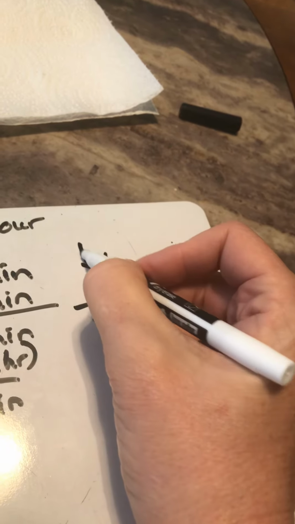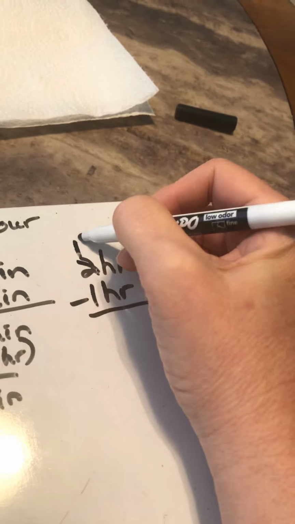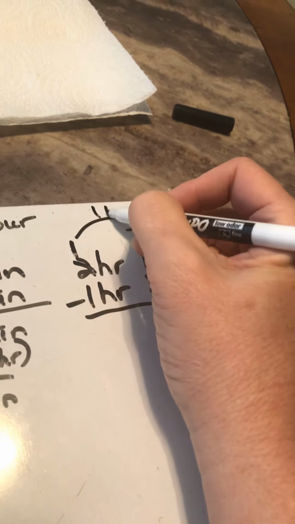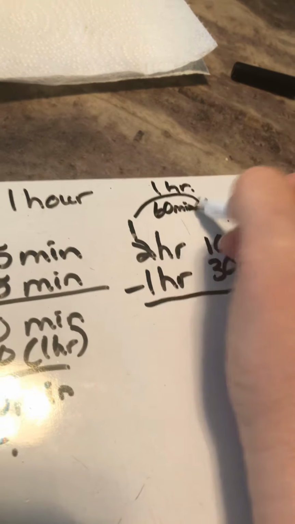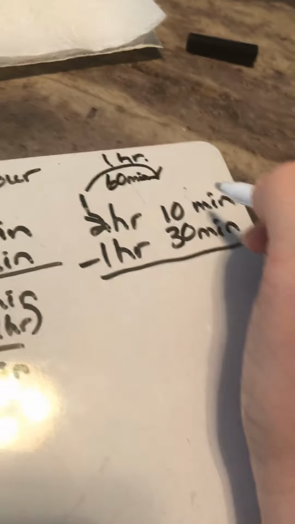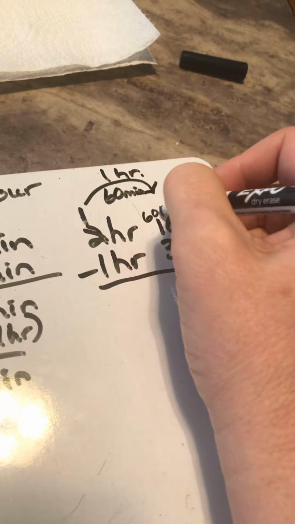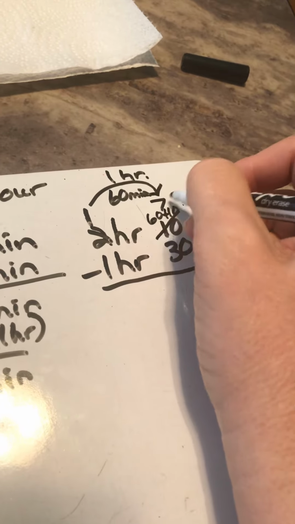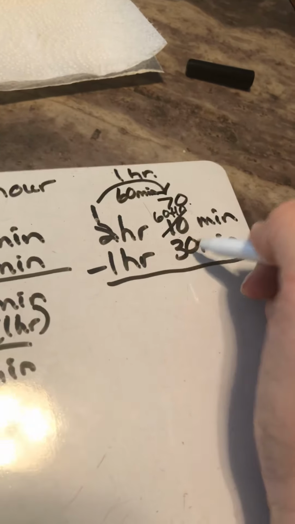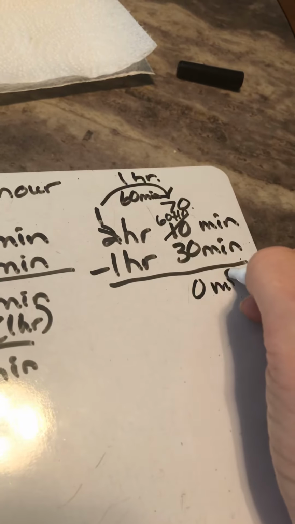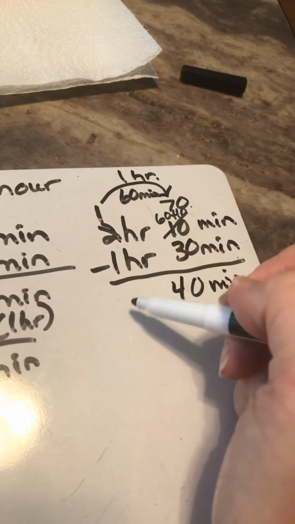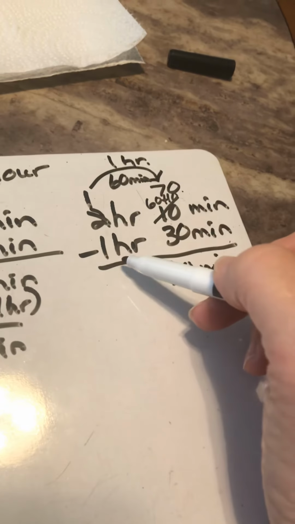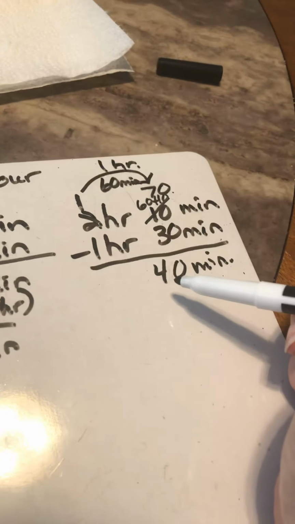I'm going to borrow from the hours, and the 2 becomes a 1. I'm going to bring 1 hour over, but again, what do we know? There are 60 minutes in an hour. So I know I'm bringing over 60 minutes, which is what I have over here, minutes. I already have my 10, so my 60 plus my 10 is the same as 70 minutes. 0 minus 0 is 0, and these are minutes. 7 minus 3 is 4, and 1 minus 1 is 0. So 2 hours and 10 minutes minus an hour and 30 minutes equals 40 minutes.